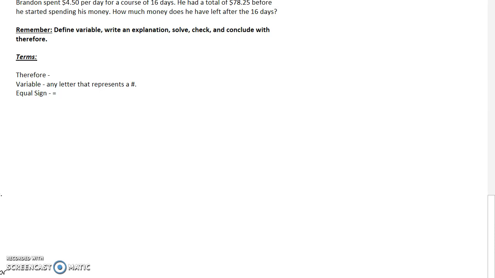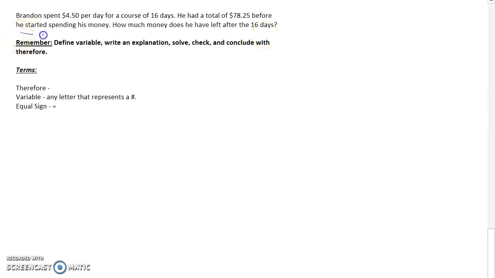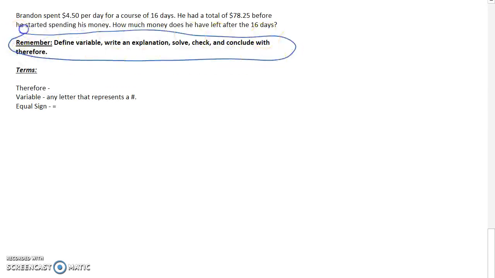So I've written down every step that is very important that you will need to solve this question correctly. So here it is. Remember to define the variable, write an explanation, solve, check, and conclude with therefore. Therefore is, I deleted it, so it's basically 3 dots that represent therefore. These are the main things I talked about that are necessary to learn in math.